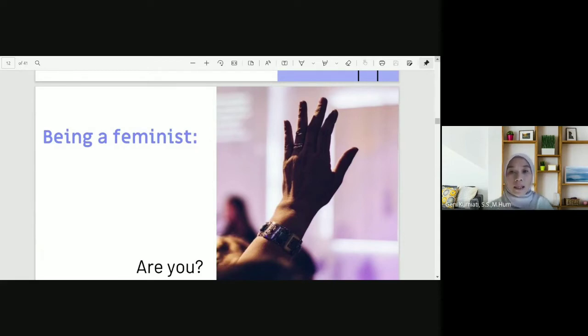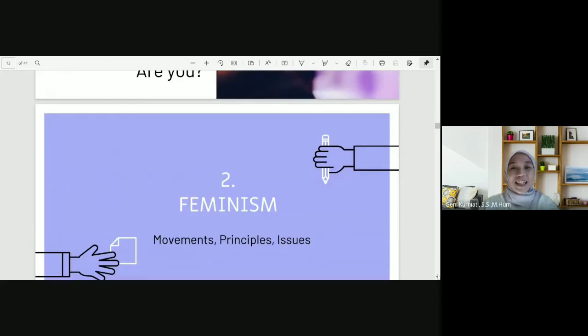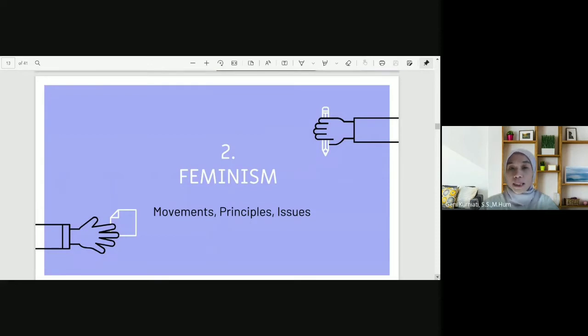But let's say, on the other hand, you are a man and you have a way of thinking that men and women have equal rights, that if a woman deserves to go to higher education, then you are a feminist. So feminist is the way of thinking if you see men and women have equal rights. So are you a feminist? Okay. All right.